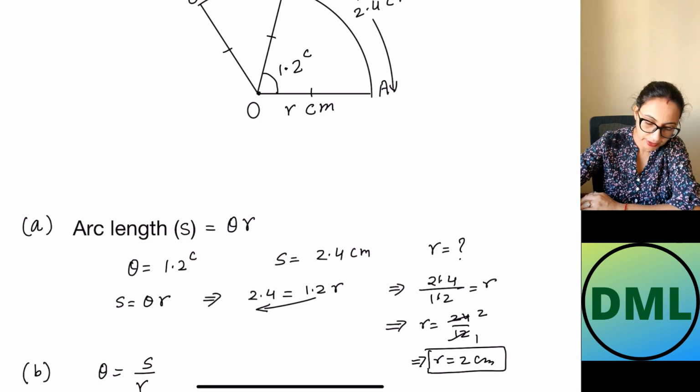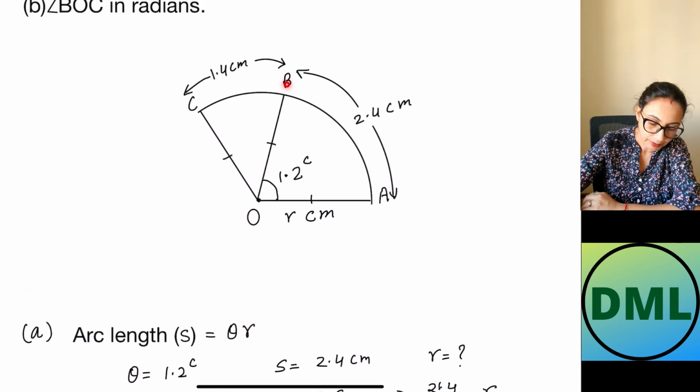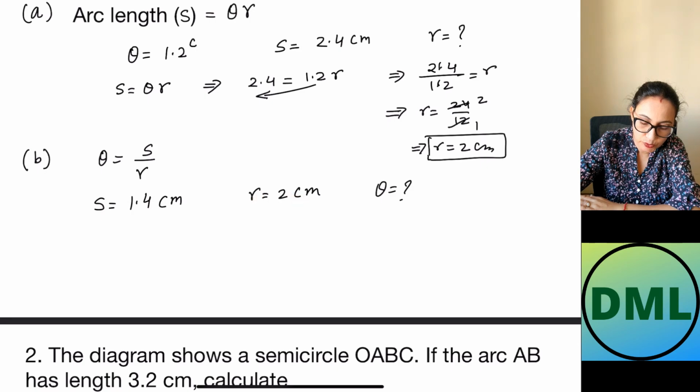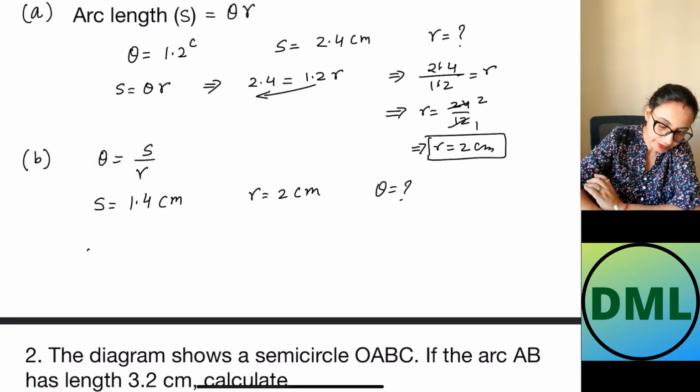I need to calculate the angle BOC. For BOC, the arc length is 1.4 centimeter and my radius is 2 centimeter, which I just figured out. S is 1.4, R is 2 centimeter. I need to calculate angle theta. The formula for theta is S over R. Let's substitute the values here. Theta will be S, 1.4 centimeter, over R, which is 2.